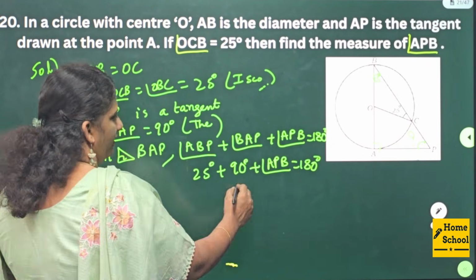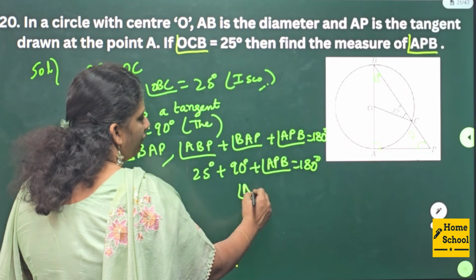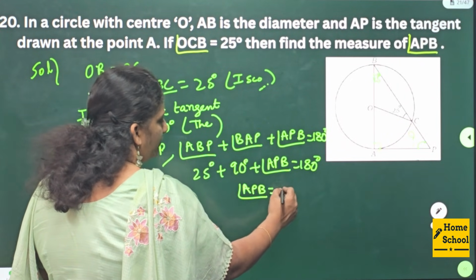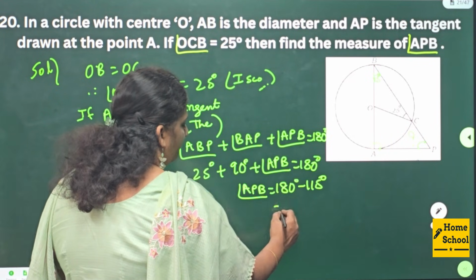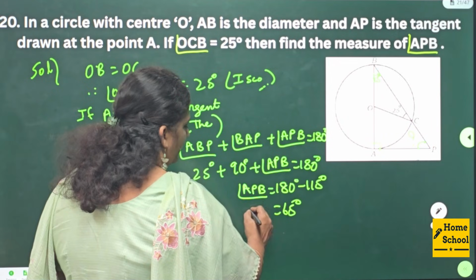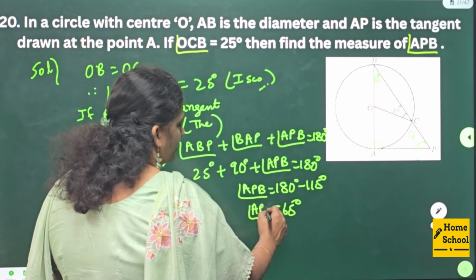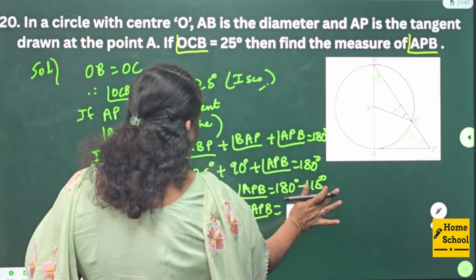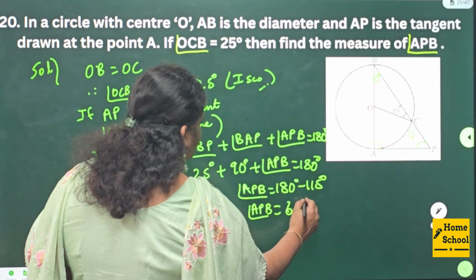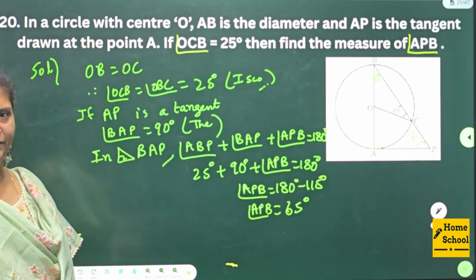25 plus 90 will be 115. 115 degrees, send that side. 180 degree minus 115 degree, that will be 65 degree. Angle APB is equal to how much? 65 degree. Yes.